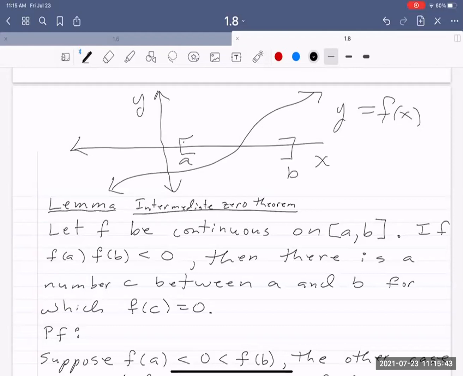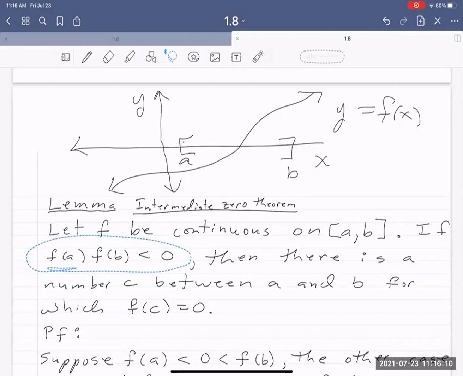Okay, so let f here be continuous on the closed interval. So notice that this function here is continuous on the closed interval. There's no jumps or gaps or anything else between A and B.